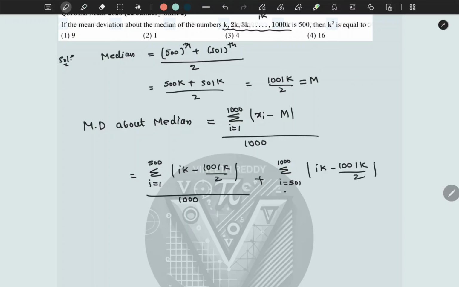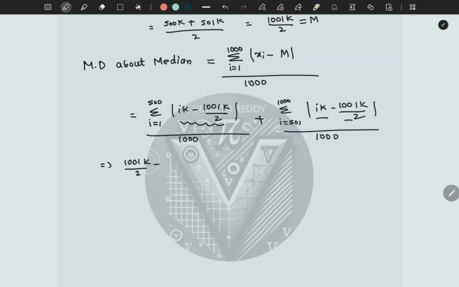Now here the interesting thing is, whatever is the deviation between the first observation and the median, the same deviation you will find between the last observation and the median. What I mean to say is, let us say i equals 1, then what do we get here? If i is 1, then this modulus function will open with this value, 1001k by 2 minus k, because for i less than or equal to 500, the modulus function opens in this way, correct? So we get 1001k minus 2k, that is 999k by 2. That is what we get in the numerator here, right?